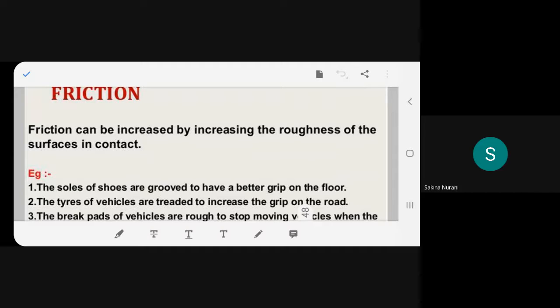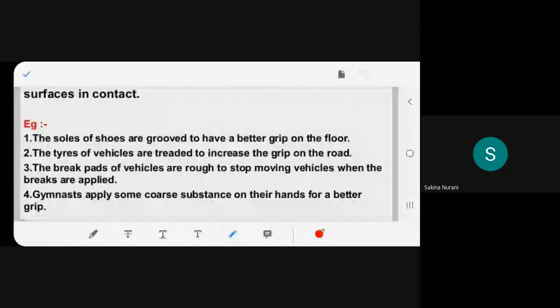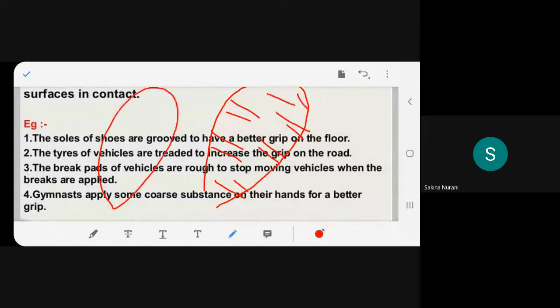How do we do that? First one is the sole of shoes. Like how you can see the sole of shoes, it has got those grooves. Yes or no? These are called grooves. It's not flat. So what have we done? To have a better grip on the floor, we have made the soles grooved, with cuts on the soles, so that we can walk properly and we will not fall. But if we use this, we will fall. Okay.